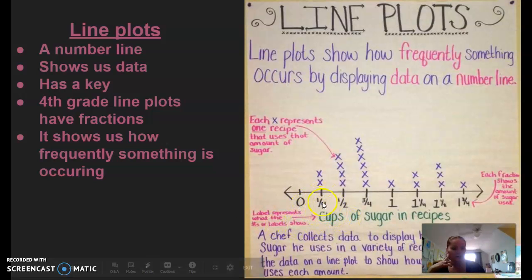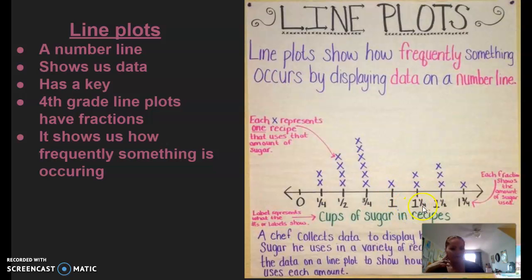So right here, if we look at 1/4, well, we know that apparently there is a recipe out there that uses 1/4 of a cup of sugar, right? And apparently there are 2 of those. There is a recipe out there that uses a 1/2 cup of sugar, and there are 4 of those, right? Because each X represents one recipe. Okay? And then you can just kind of see you have 3 fractions, 1/4, 1/2, 3/4, and then you have a whole number. So that would be 1 cup, right? And apparently there's only one recipe that calls for 1 cup of sugar.